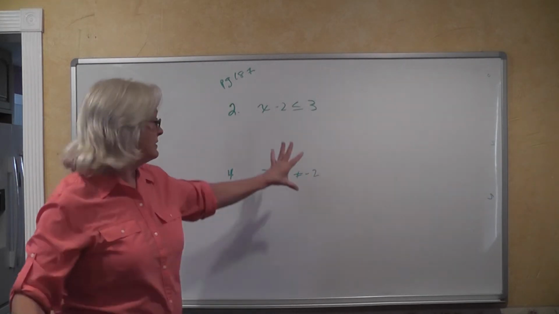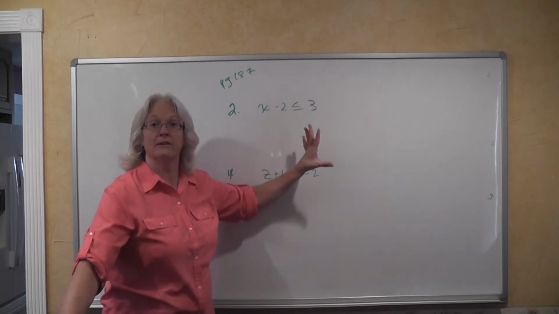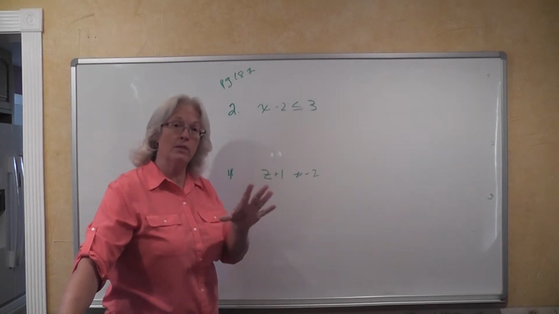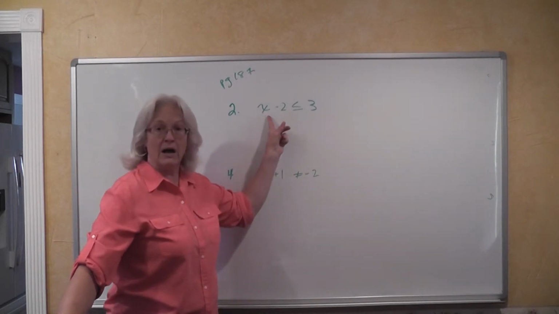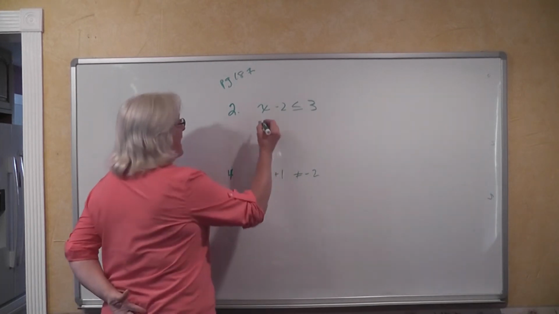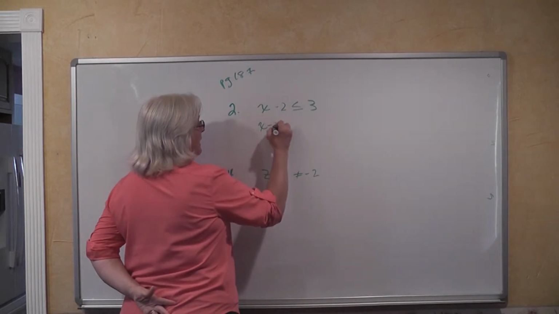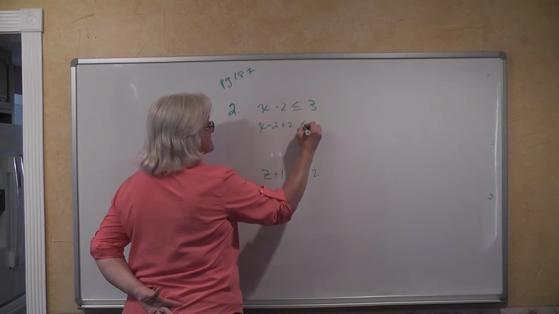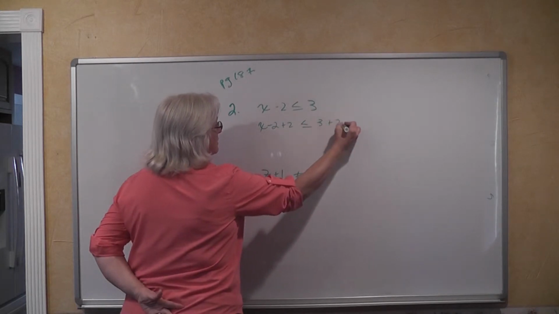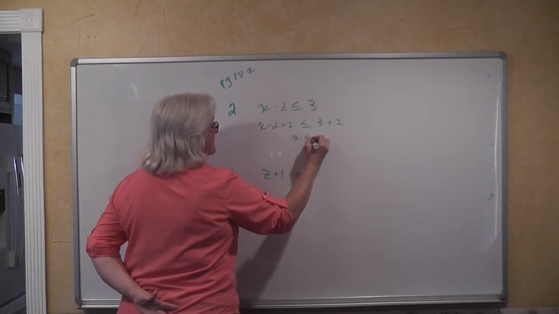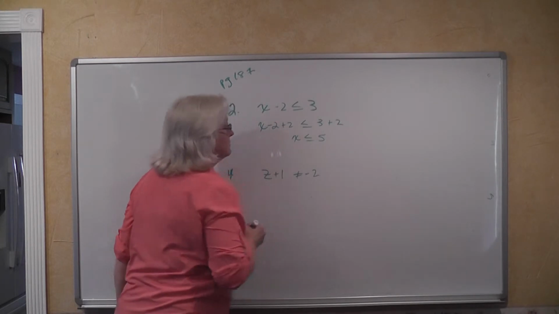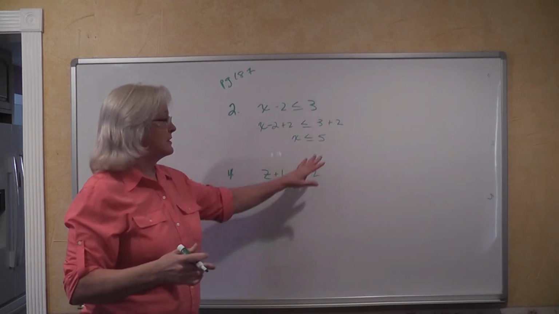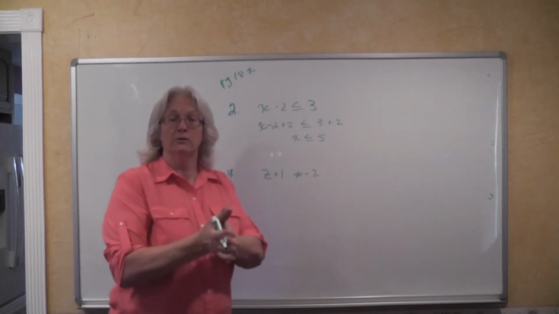So we're going to treat these, for solving them, just as though they were equations. We want to isolate the variable by adding 2 to both sides of the inequality. And now we have that x is less than or equal to 5. This is our solution to the inequality.